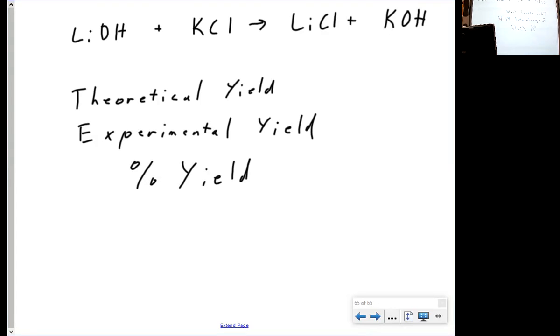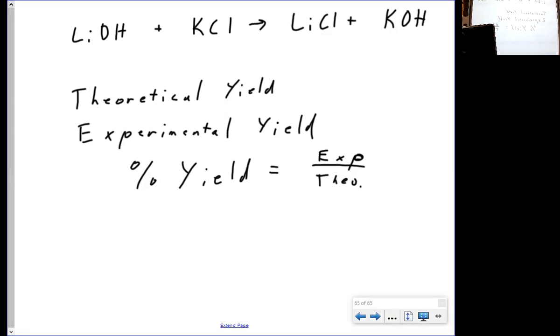Now, experimental yield is what you would actually get if you did the experiment. You literally took 30 grams of whatever and mixed it with 20 grams of whatever and saw what came out, then you would get the experimental yield. The difference between the two is your percent yield. Percent yield is actual over theoretical, or experimental over theoretical. The experimental yield over the theoretical yield gives you your percent, and you're going to get a decimal number.